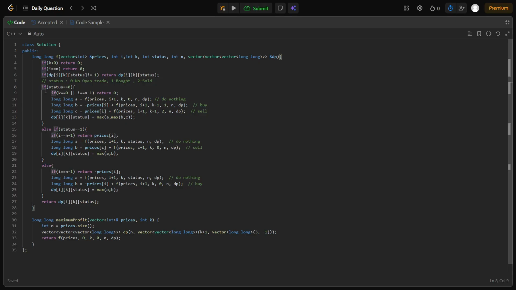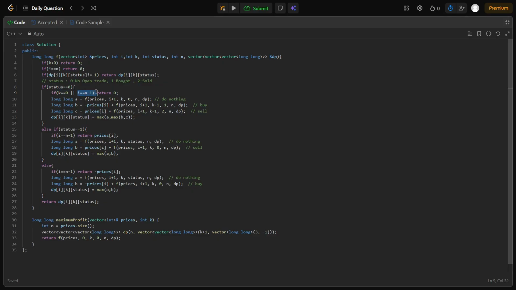So for case one, when there is no open trade and there are no transactions remaining, we of course have to return zero. We cannot make any transaction and there is no open trade, so of course we cannot make any profit.